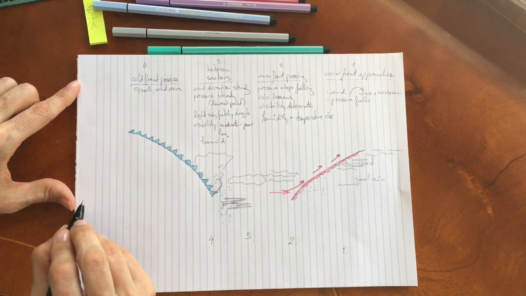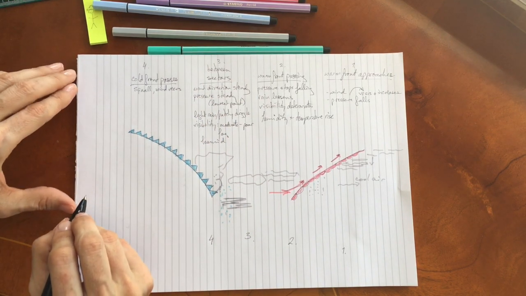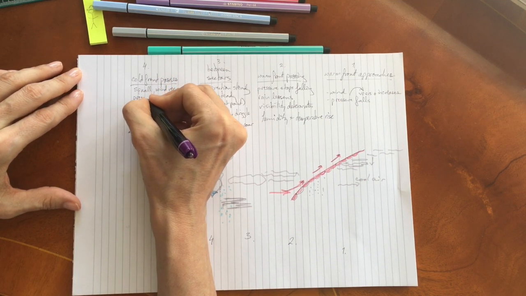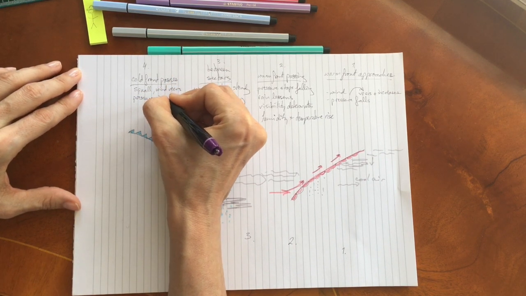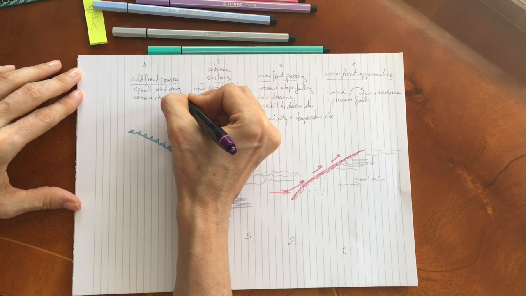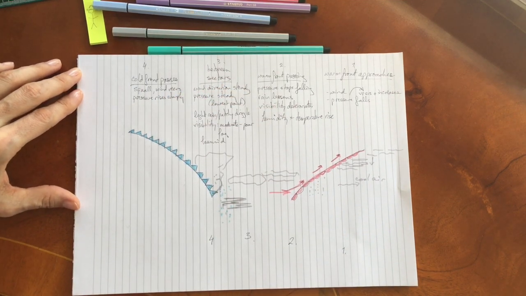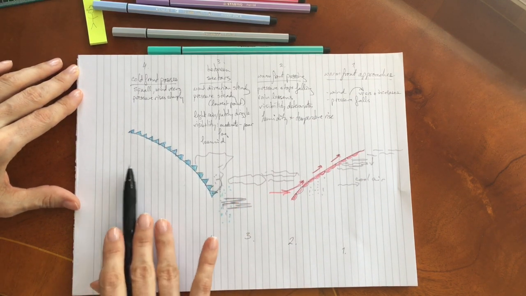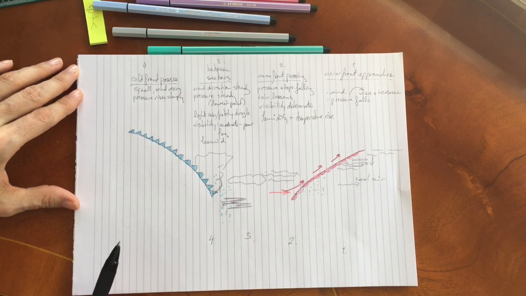Pressure is rising sharply. So pay attention to your barometer. When the pressure starts rising sharply, you know that a cold front is passing.